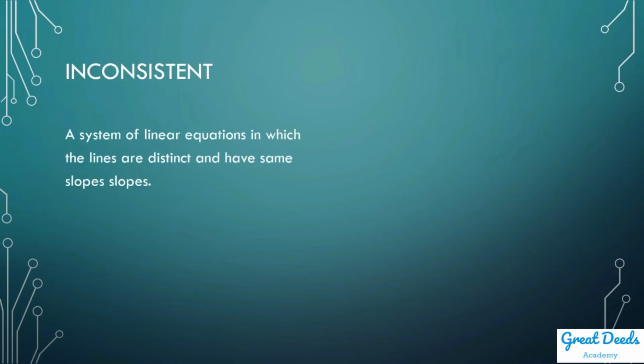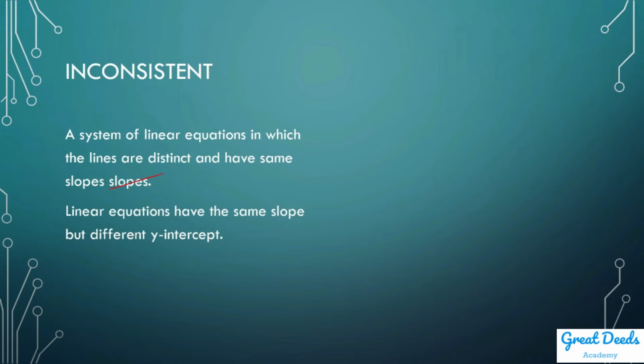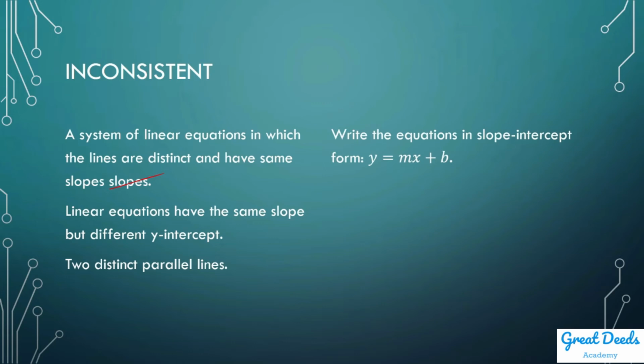So a system of linear equations in which the lines are distinct and have same slopes. When you have two distinct lines, okay, and they have the same slopes, then you are talking about two distinct parallel lines. And you know that they have no intersection, which means they have no solution.